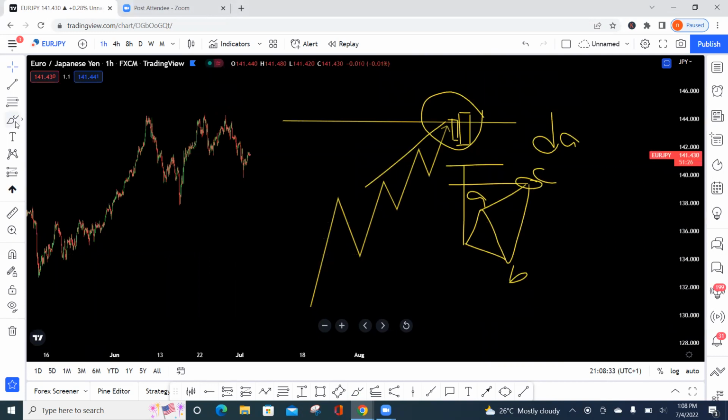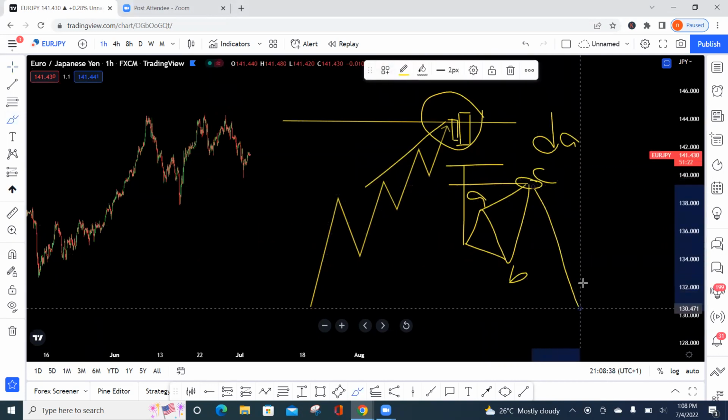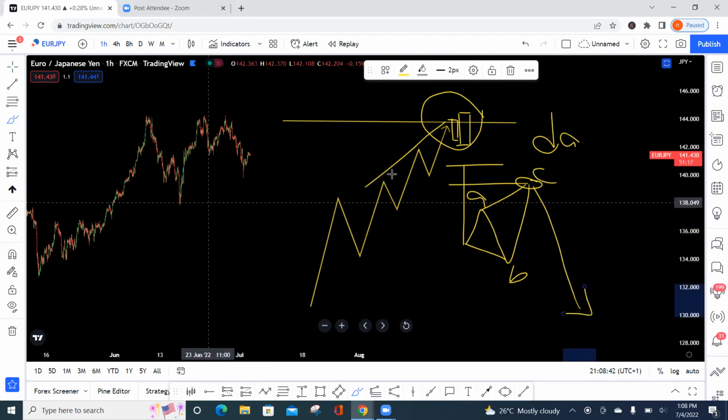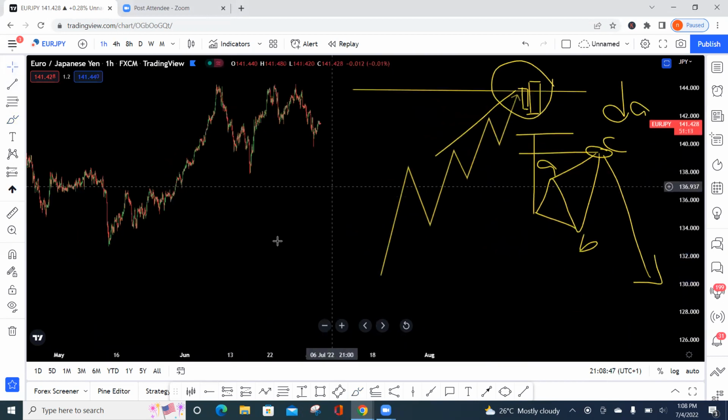Sometimes too, it can end at 61.8. At times it can stop in between. Can you see? Have a move to the downside. This is one of my famous setups.